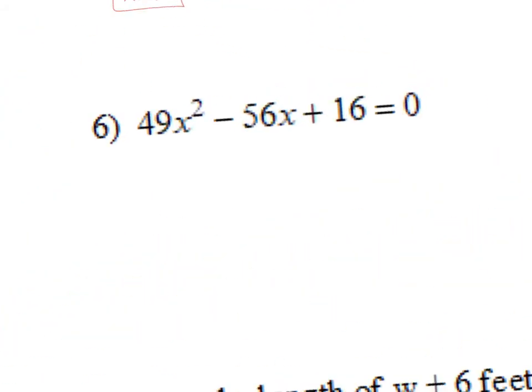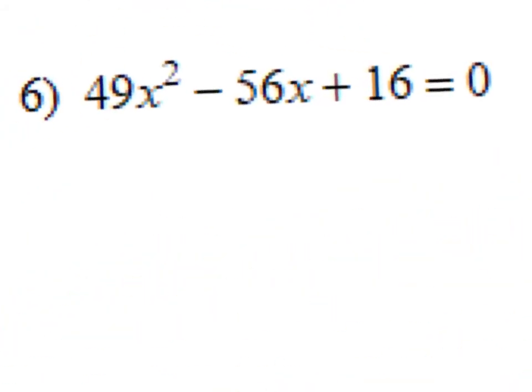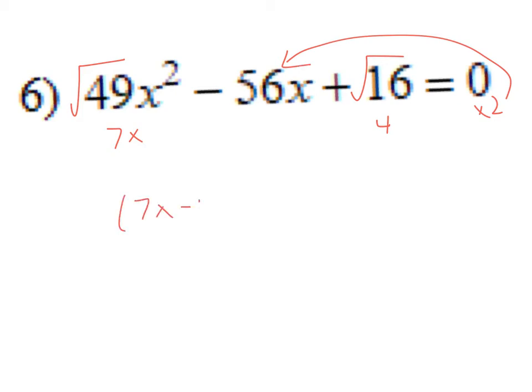Okay, number 6. This one is looking like a perfect square. So I square root and square root. I get 7x and 4. And then when I multiply it by 2, I need to check to make sure that that gets me 56, which it does. So I have 7x minus 4 and 7x minus 4 equals 0.